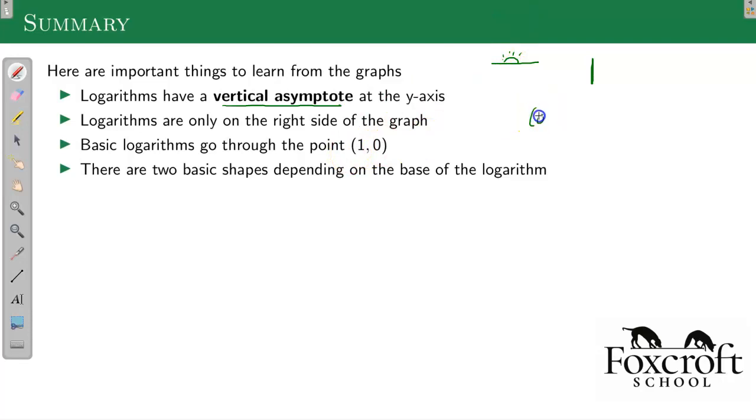All the exponentials go through the point 0, 1. So my logarithms are going to go through the point 1, 0. That's going to be kind of our starting point for our logarithms. And just like exponentials, there's two basic shapes. With the bigger base, it's going to basically be a straight line up and then a curve. A smaller base is going to be a straight line down and then a curve. So those are like my two logarithm shapes.